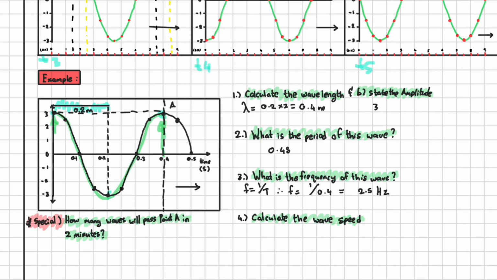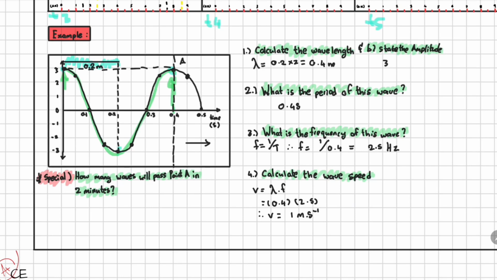The fourth question asks us to calculate the wave speed. In order to calculate wave speed, we are going to use the wave speed formula, and that is simply v is equal to lambda times f, where lambda is wavelength and f is frequency. Substituting in the values for wavelength and frequency, wavelength is 0.4, frequency is 2.5. Therefore, the speed of this wave is in fact 1 meter per second.